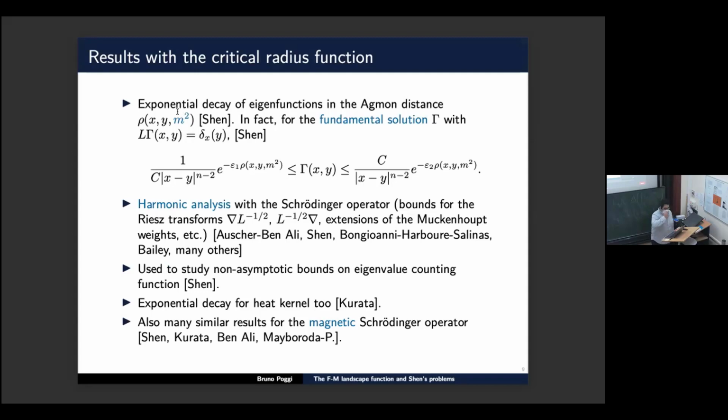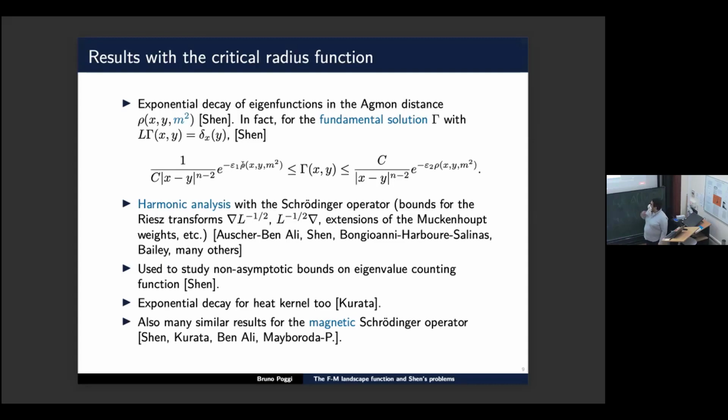Remember, this was in the 90s. So there was no landscape function yet. No one was using that yet. In fact, for the fundamental solution of the equation, you have a more precise estimate, which is an upper bound and lower bound by the same exponential decay in the same quantities, except with different constants, possibly. So you have epsilon 1 here, epsilon 2 here, but this Agmon distance is the same.